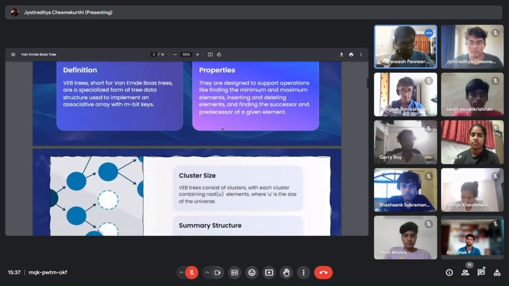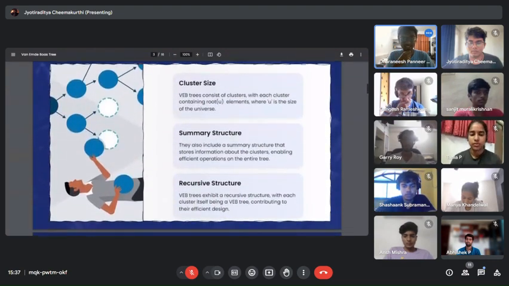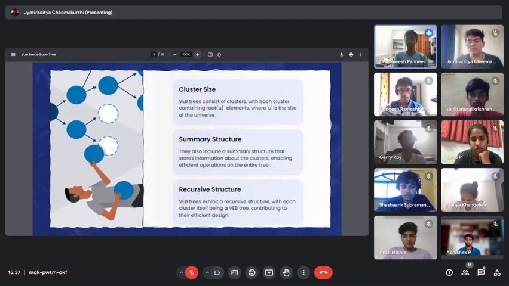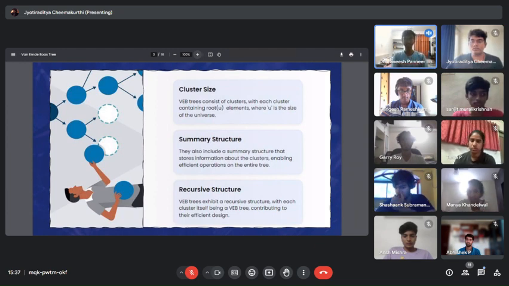So now let's talk about the clusters. A cluster is basically how the universe has been divided. When you have a universe of integers, the clusters are subdivisions or subsets of a given universe, where the size of the cluster is usually defined by the square root of the universe size. They usually have a summary element which is used to track the minimum and maximum values of each of the individual clusters and update them whenever you're inserting or deleting elements.